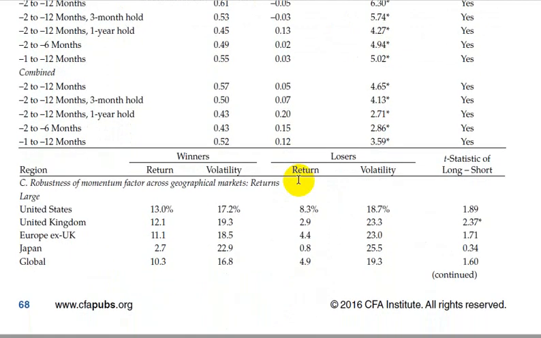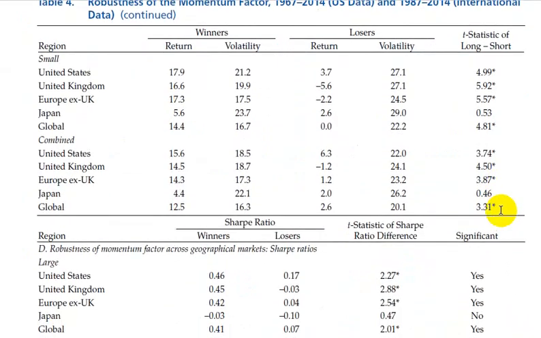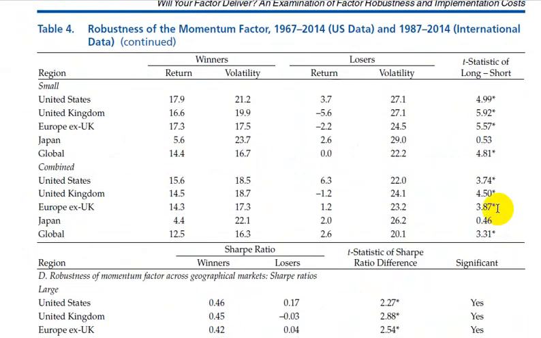Looking at the international perspective, it looks like the returns of winners exceed the returns of losers in all geographical regions, but the only one that's statistically significant is the UK. So we might not be able to conclude that winners outperform losers on an international scale. Although we do see that small caps does work out, where statistically we might conclude that past winners outperform past losers, except in Japan. Not a very good momentum investing area in Japan. The combined works out as well.